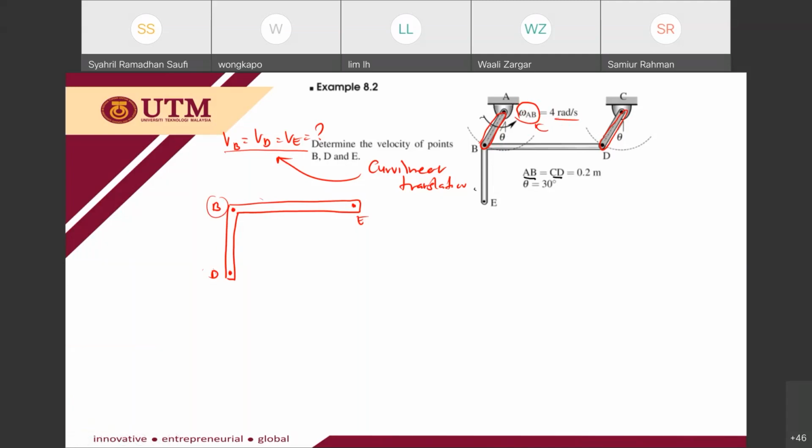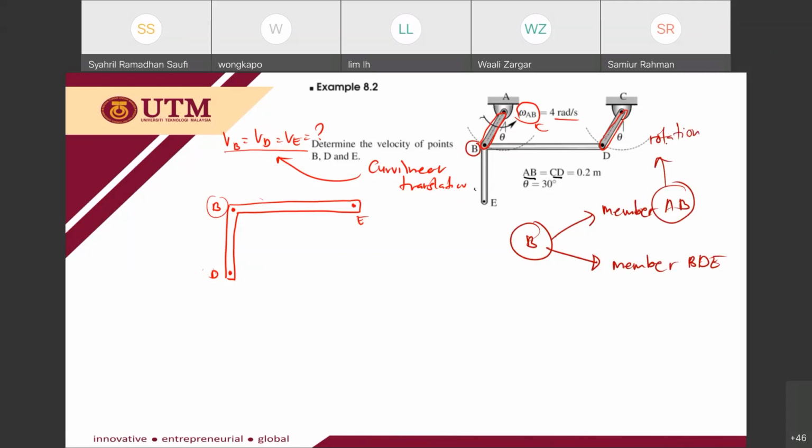We know that point B is located on member AB, and point B is also located on member BDE. Member AB is moving with rotation, and member BDE is in curvilinear translation. So we can get the value of velocity at B, since we know that member AB is rotating.